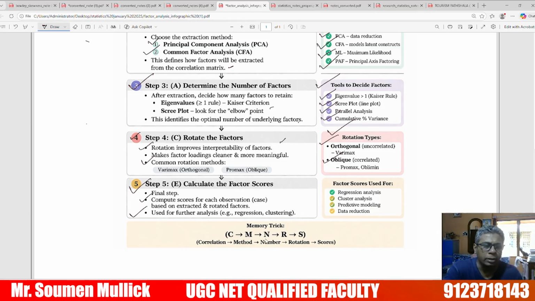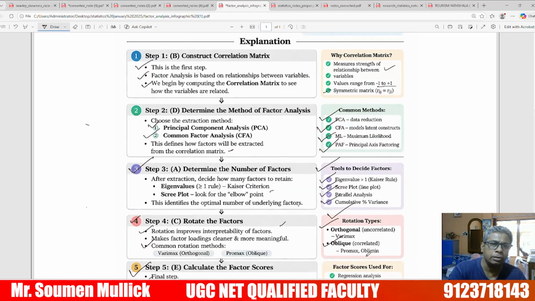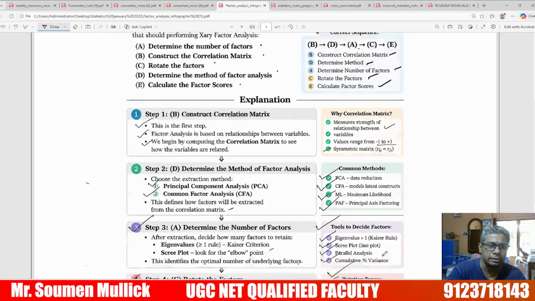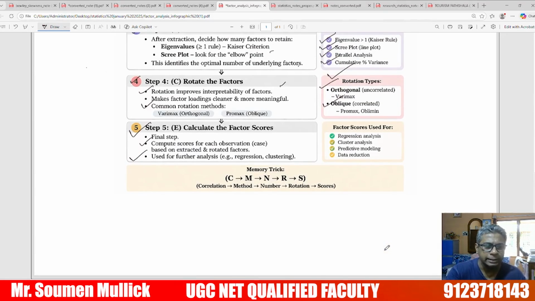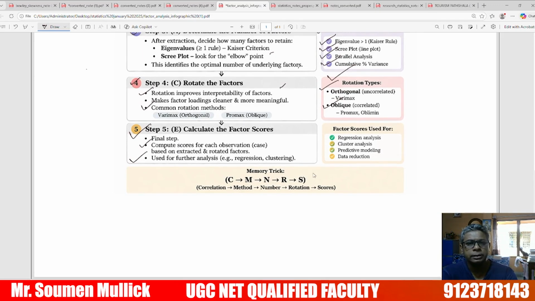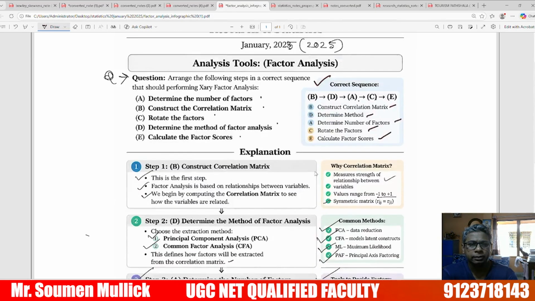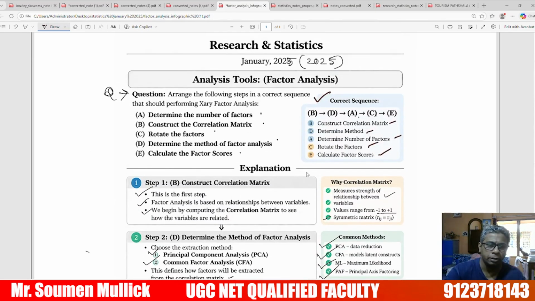Now a memory trick: how can you remember the steps and sequence of factor analysis? The memory trick is C for correlation, M for method, N for number, R for rotation, S for score. These are the sequence and a very important topic. Construct correlation matrix, determine method, determine number of factors, rotate the factors, and calculate the factor scores.